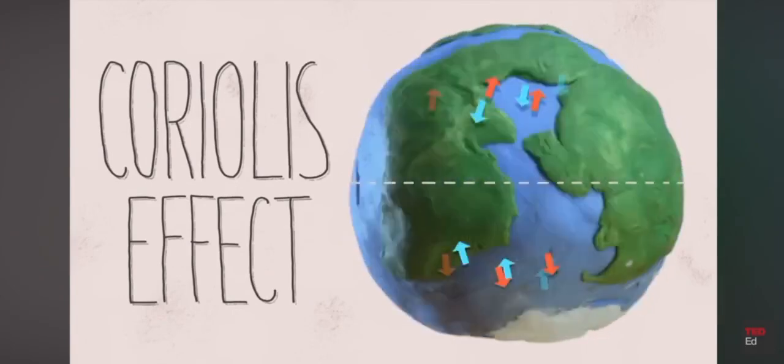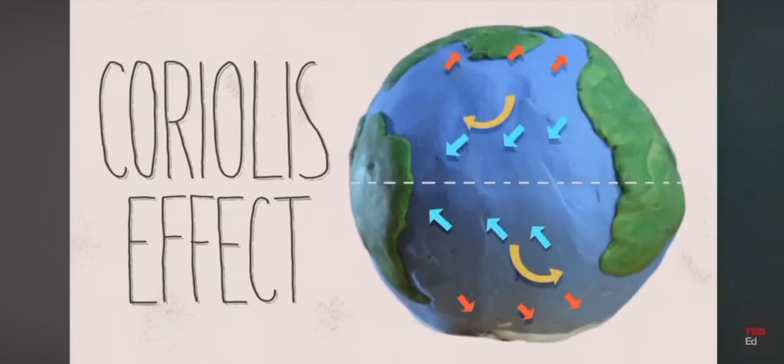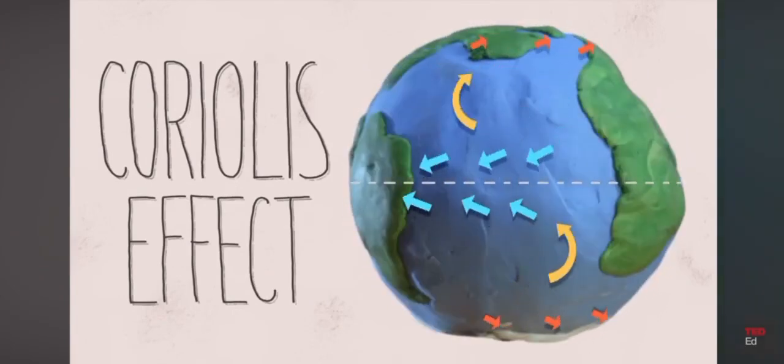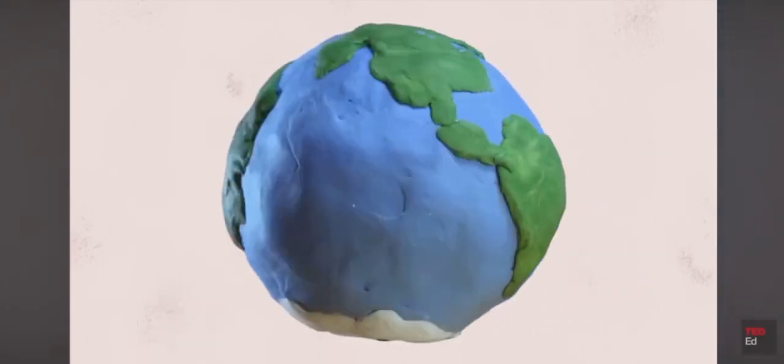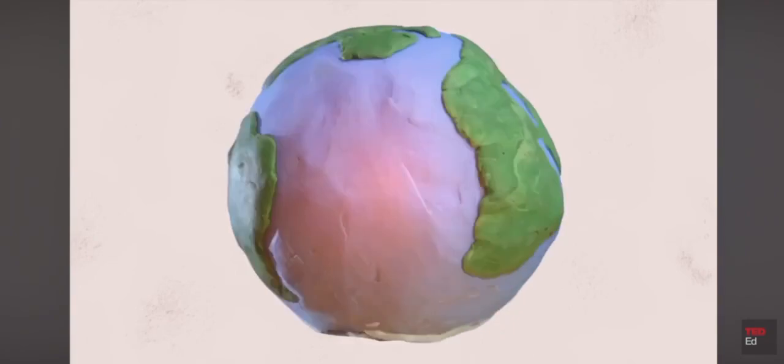The winds push the ocean beneath them into the same rotating gyres, and because water holds onto heat more effectively than air, these currents help redistribute warmth around the globe.